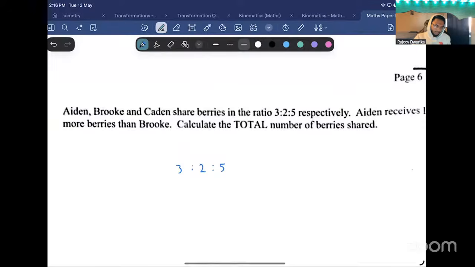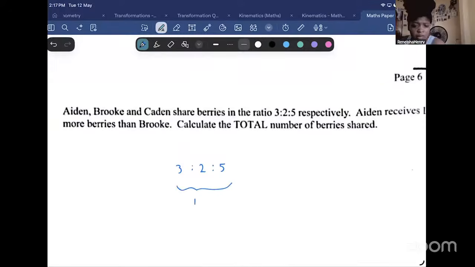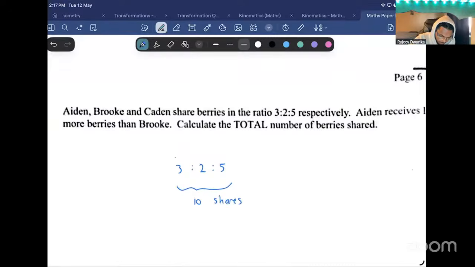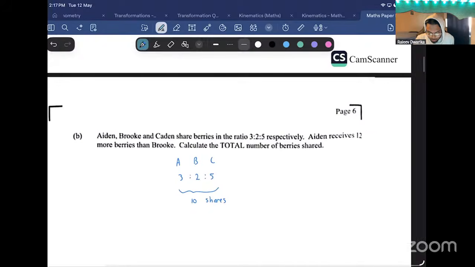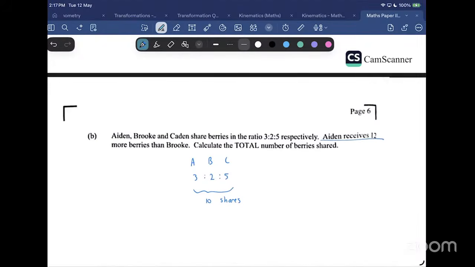Anybody can tell me the total amount of shares quickly? 10. It was 10 shares. Good. And take the fraction approach. The first one will be Aidan, second one will be Brooke, and the third one will be Keaton. Aidan received how much more than Brooke? 12 more. Right.